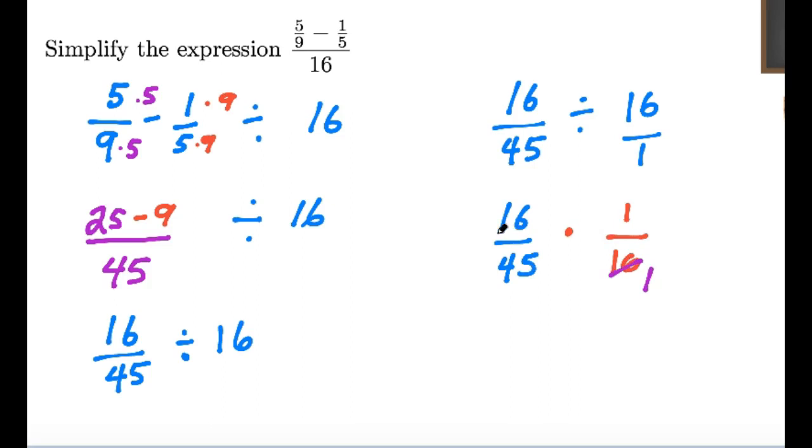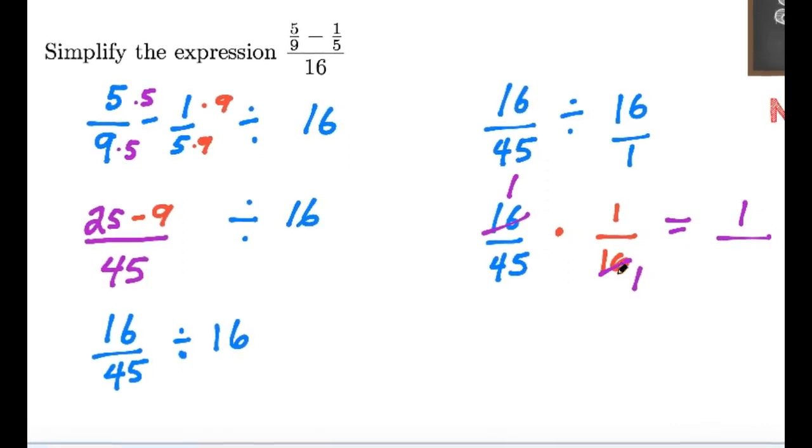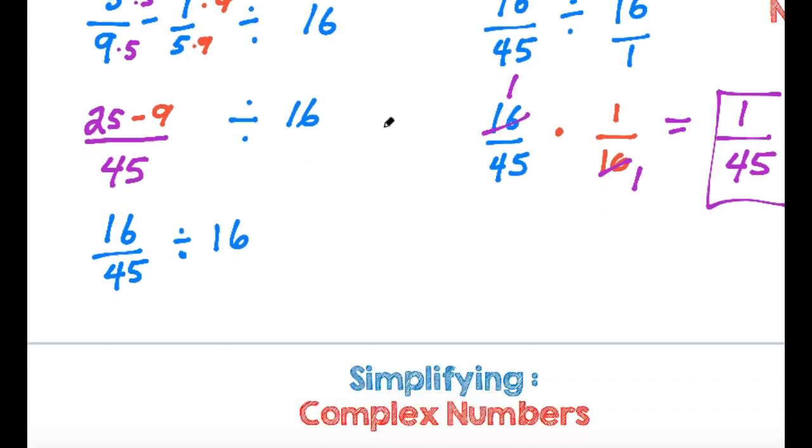16 goes into itself once, 16 goes into itself once here. 1 times 1 is 1, and 45 times 1 is just 45. So 1/45 is equivalent to this expression. So let's get into something that's a little more complicated.